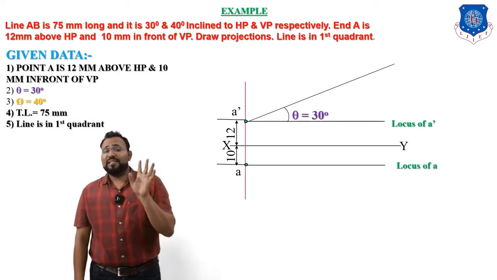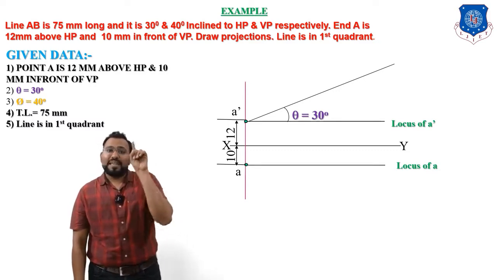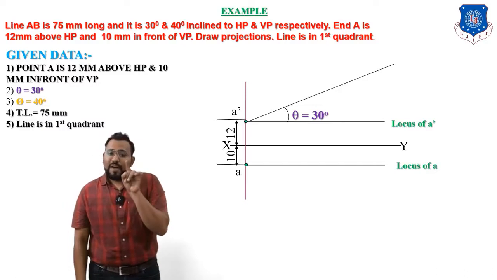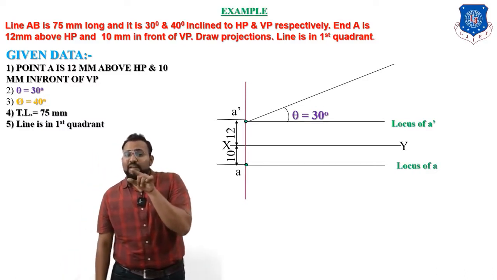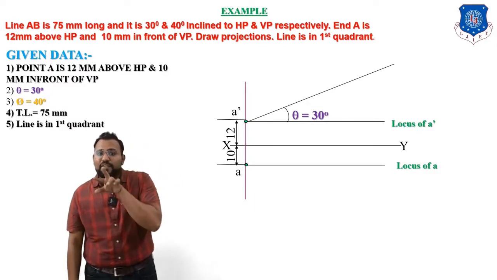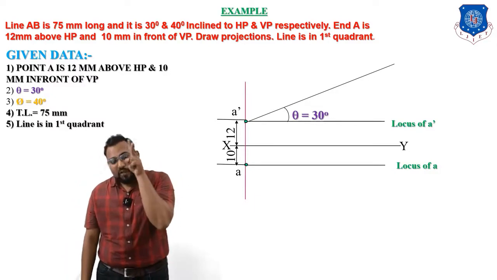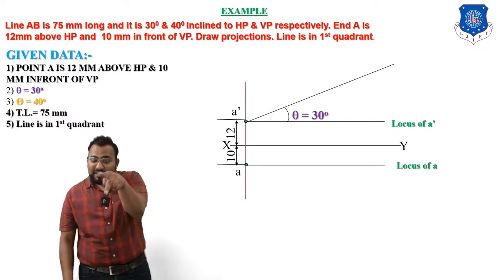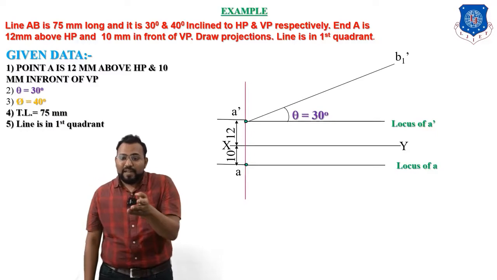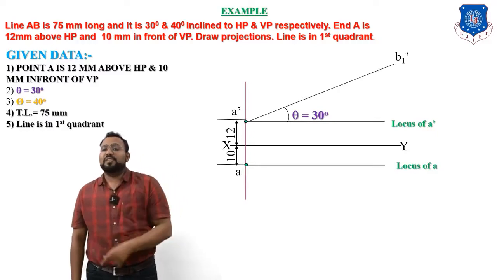Now true length is given, so I know that true length is A dash B1 dash. I have the position of A dash with me, and true length is given as 75 mm. That means A dash B1 dash is 75 mm. So what I can do is take a distance equal to 75 mm and, with A dash as center, put an arc on this 30-degree random line, and wherever it intersects will be point B1 dash, as you can see on your screen.